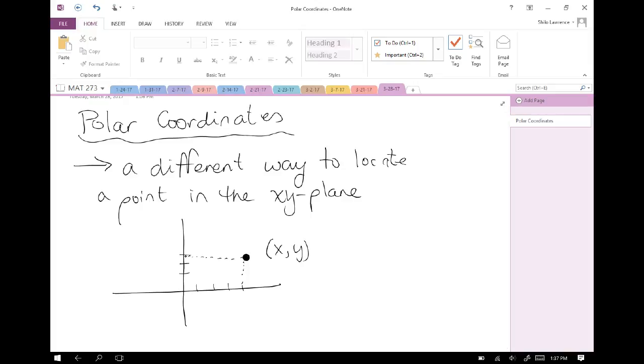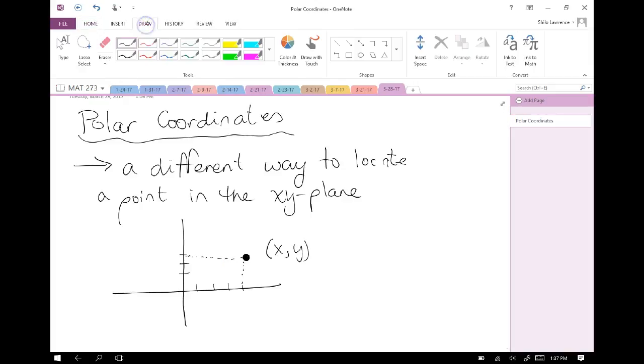Right. Polar coordinates, you are going to go straight to that point from the origin on a particular angle. So it's still the exact same point, but it doesn't make a rectangle. It makes a triangle, or it makes an angle. So it's the exact same point, but it's represented by two different numbers.